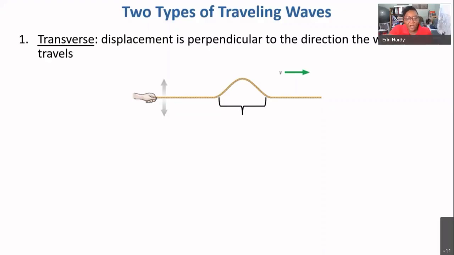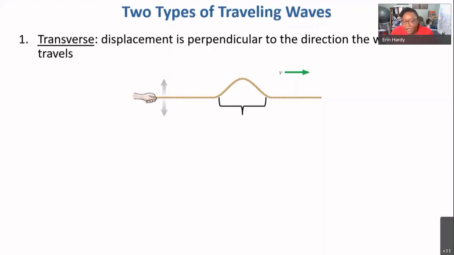That's a little bit harder to visualize, or to see what I'm doing here with my little webcam, but it's more obvious if we think about wiggling the string up and down so that we can make a pulse that travels left to right. So this would be an example of a transverse wave because the direction of the wave propagation is perpendicular to the direction that you would have to move your hand.